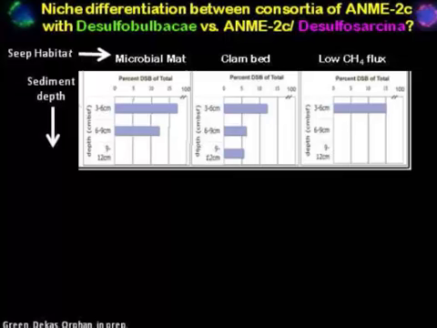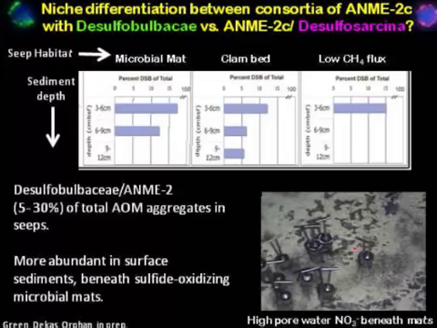If we looked at their distribution in the environment, it turns out the Desulfobulbaceae-related aggregates tend to be most abundant immediately below sulfide-oxidizing microbial mats relative to other types of seep habitats, and tend to be more abundant in shallow layers relative to deep, which suggests that there may be something unique about that habitat that's stimulating their growth. And so if we look at these environments, typically right beneath the microbial mats, we find high pore water nitrate levels. And if we looked at the genomes, the metagenomic data, we saw potential evidence for nitrate utilization. So this was essentially a hypothesis that we could go again and test with SIMS.